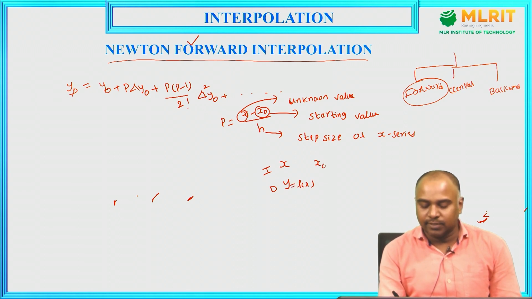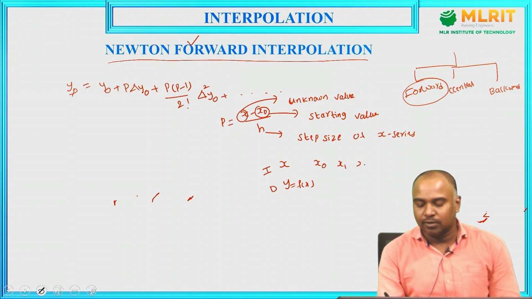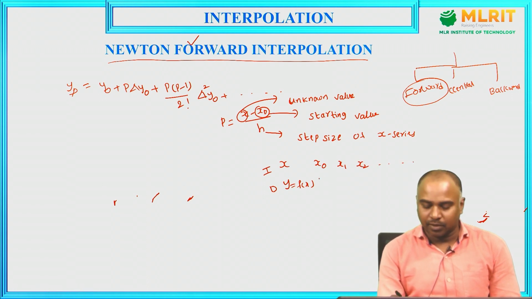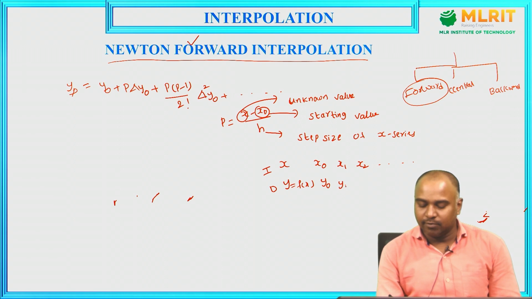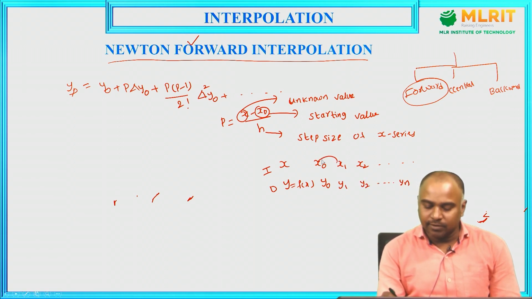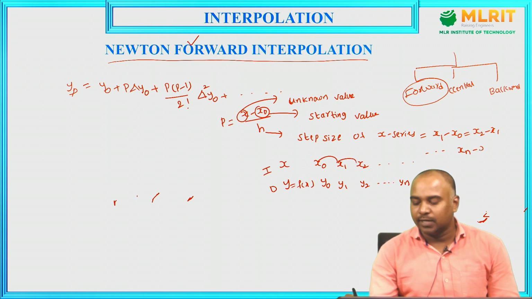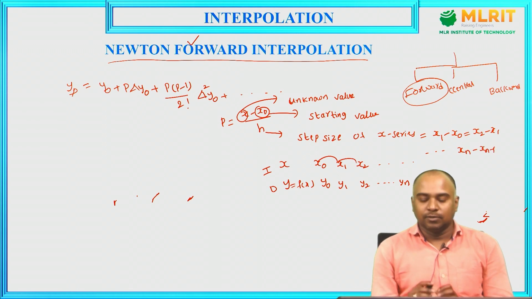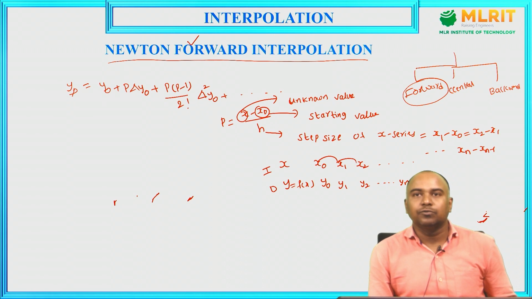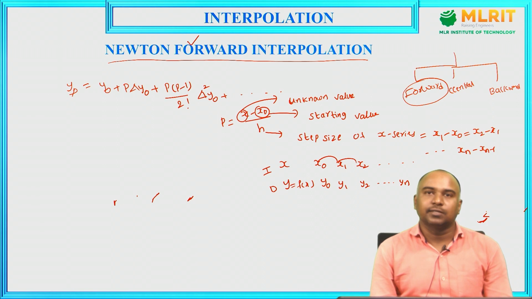The x values we denote with x0, x1, x2, and so on, and the function values are denoted y0, y1, and so on. The difference between these x series values is denoted by x1 minus x0, x2 minus x1, and so on, the nth value minus the previous value. We use these to find h, x and x0 in the formula.